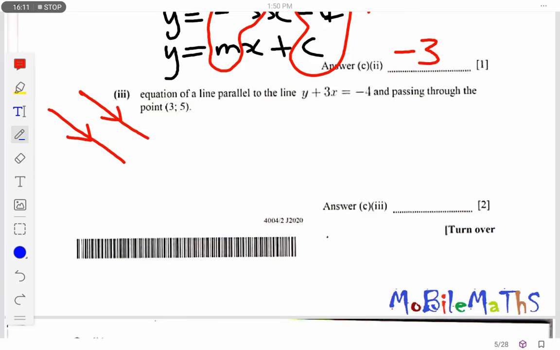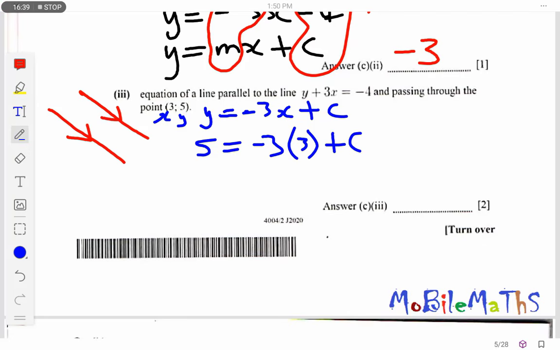We are going to use the same equation, y is equal to minus 3x plus c. We want to find the value of c there. Same gradient, minus 3. The point that we are going to use is 3, 5, and remember, this is our x and this is our y. So 5 is equal to minus 3 times 3 plus c. If I multiply, I get 5 is equal to minus 9 plus c. Then I take this side, it becomes 14. So our c is 14.